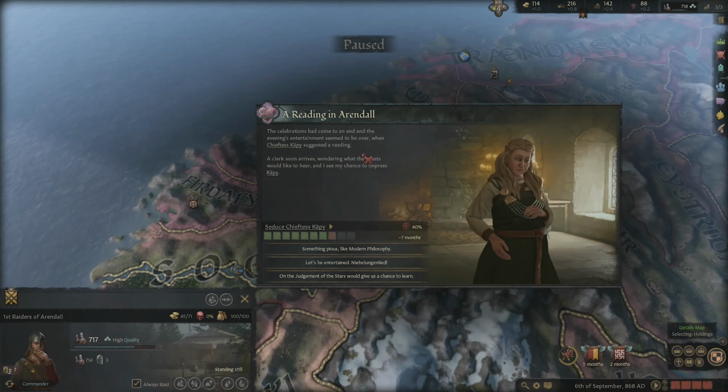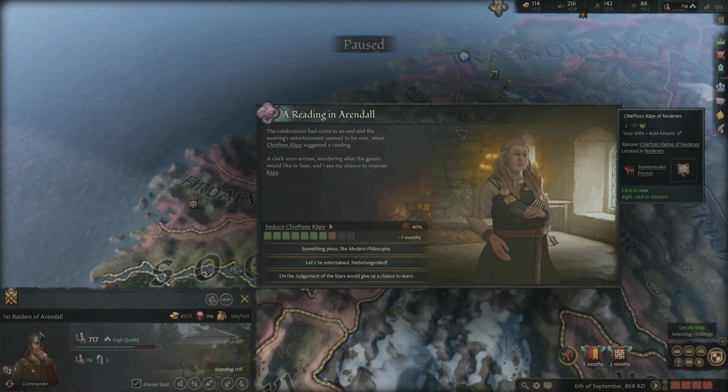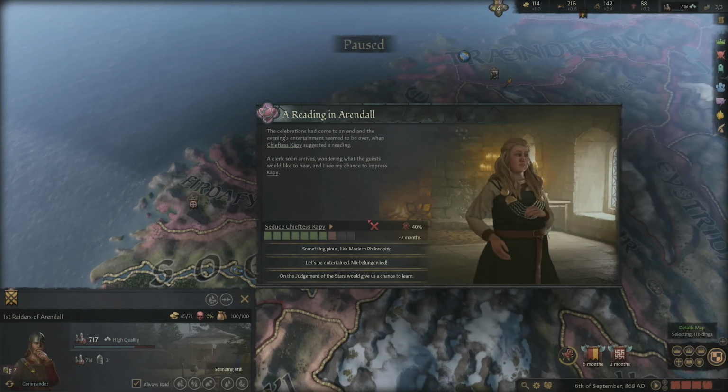A reading in Arendelle. The celebrations have come to an end, and the evening's entertainment seemed to be over when Chiefess Copy suggested a reading. Clerk soon arrived, wondering what the guests would like to hear, and I see my chance to impress Copy. You'll see she's now in a pregnancy pose, even though she doesn't really have a belly at the moment. I'm not sure, this just looks silly to me.